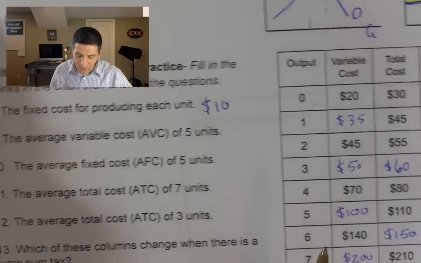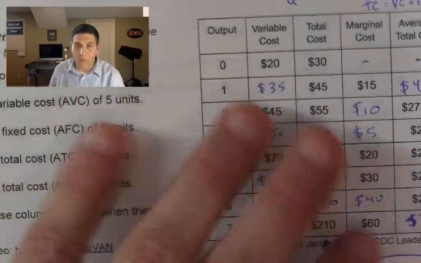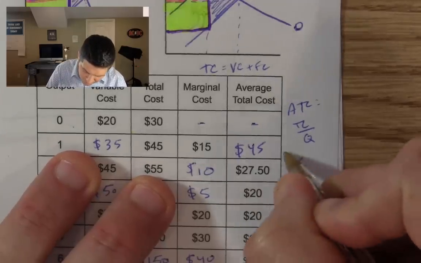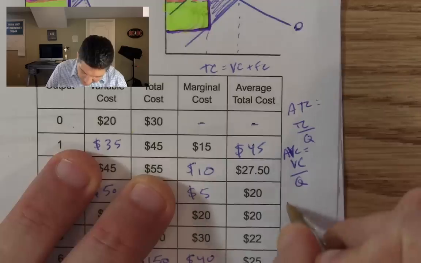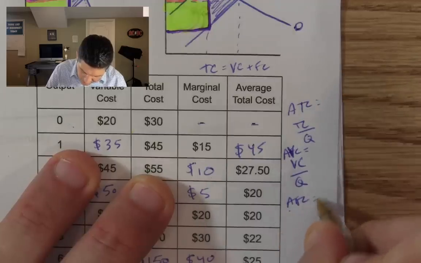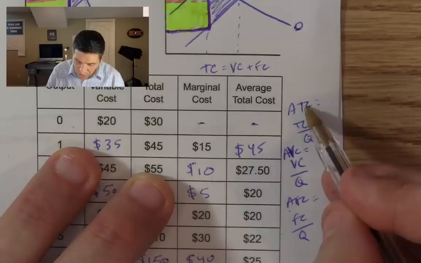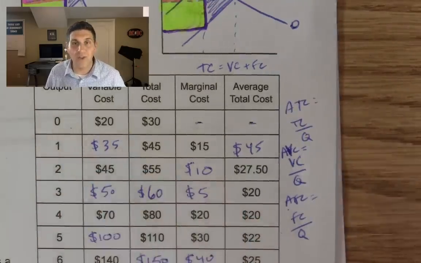The average variable cost of 5 units, well, 5 units total variable cost. Remember, I'll write the equation over here. The variable cost divided by quantity equals the average variable cost. The average fixed cost equals the fixed cost divided by the quantity, right? So the average total cost equals total cost divided by quantity. It's all the same darn equation. Once you know one, you know them all.